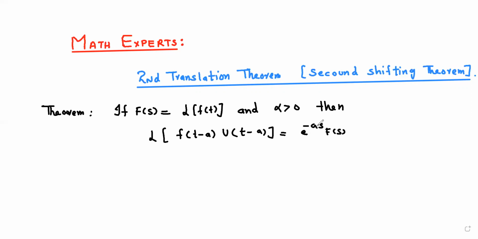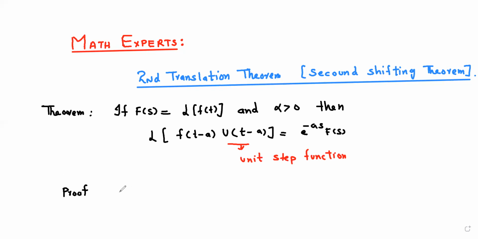Okay, students, this is the second translation theorem statement, where u is the unit step function. I write here the u is the unit step function. Okay, now we will use the definition of the Laplace transform for the proof. For proof, it is simple.